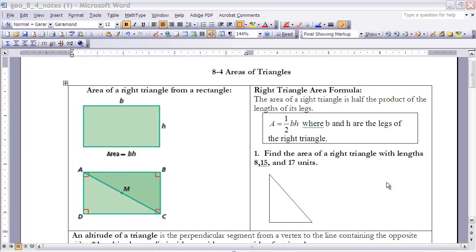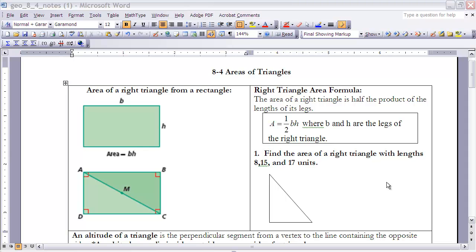Alright, this is the notes for section 8.4, areas of triangles. If you haven't done so already, make sure that you complete the reading for section 8.4 before you continue on with these notes. To begin with, I'm going to go back to the idea that all of our formulas really are derived from the rectangle formula.